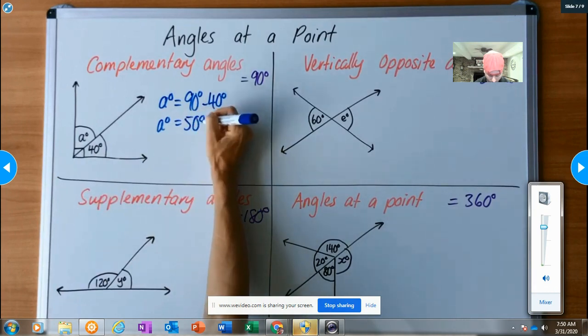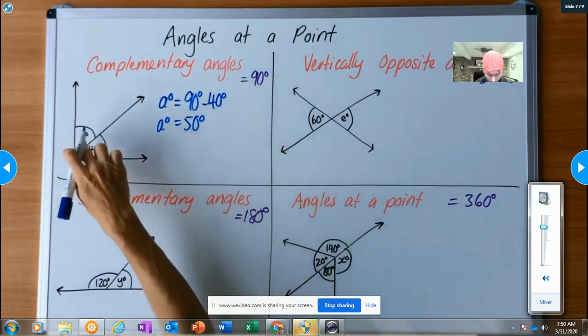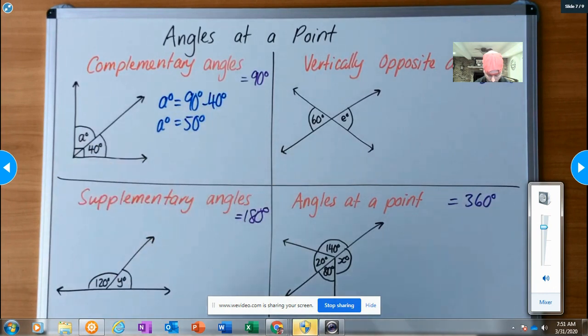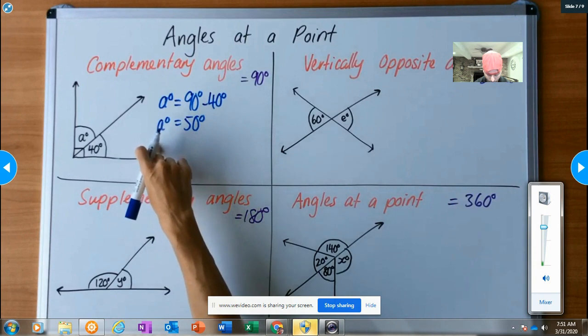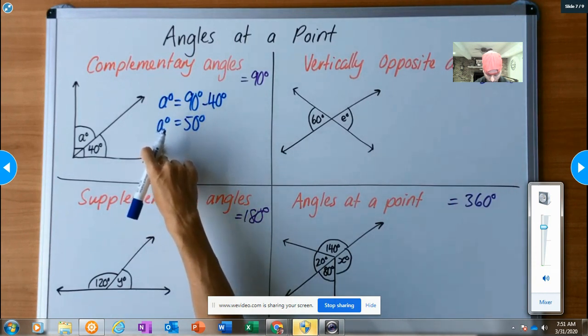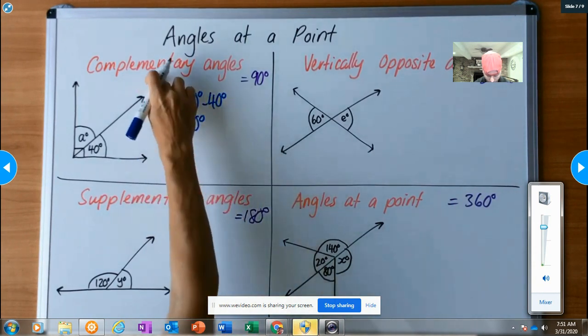In any question that you do for this, you have to then write down the type of angle that you have worked on. In this case, I've already written it at the top, but you would write complementary angles underneath to show your understanding of the angle.